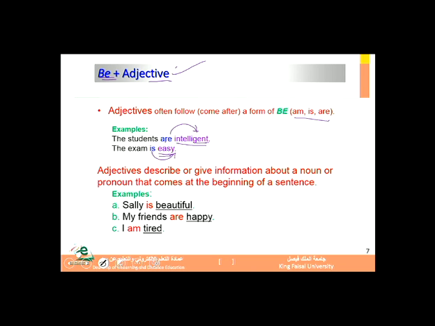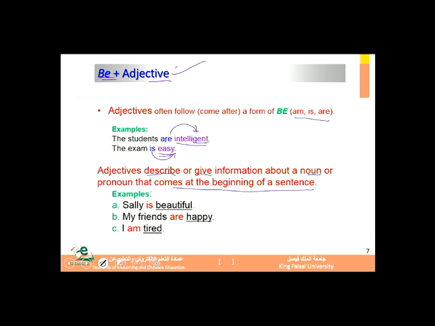So what is the adjective? An adjective would always describe and give information about a noun or the pronoun that comes at the beginning of the sentence. What does that mean? Now, what is the meaning of the word intelligent? The students are intelligent. So when I find the adjective in my sentence, this adjective will tell me something about the students, tell me more information about the students. So if you say the students are intelligent, the word intelligent has told me something about those students. They are intelligent.